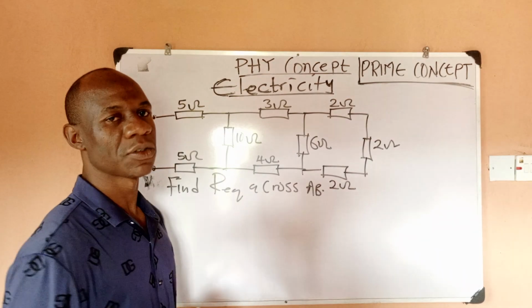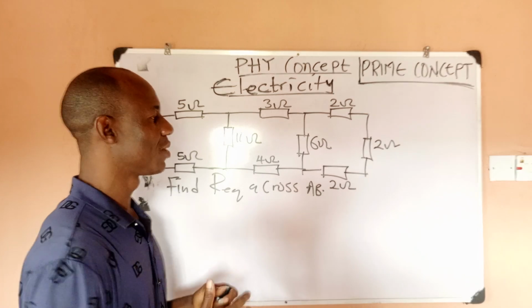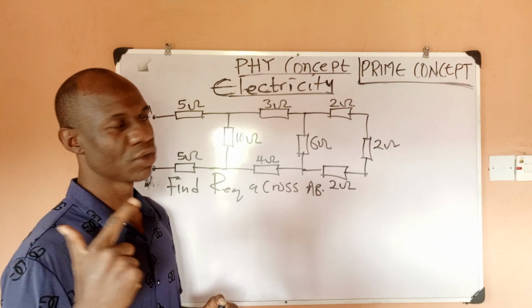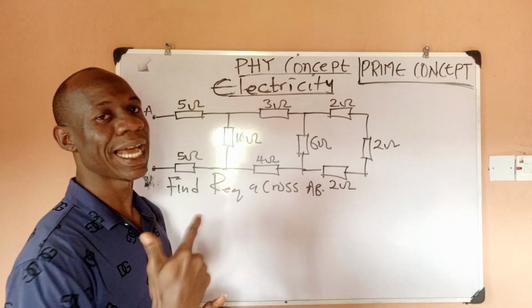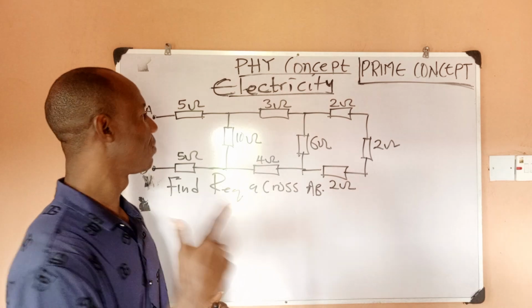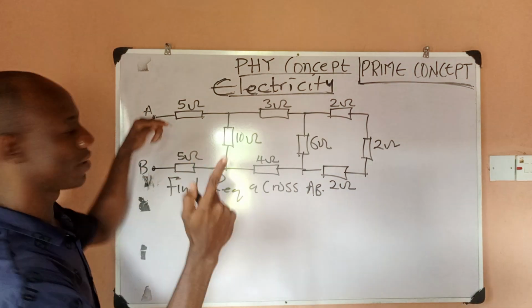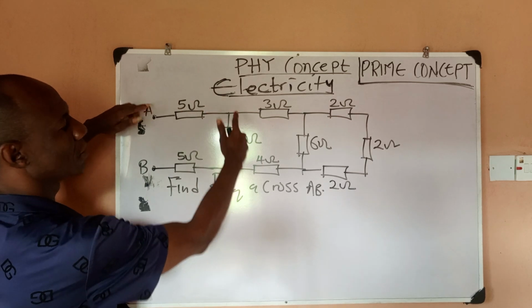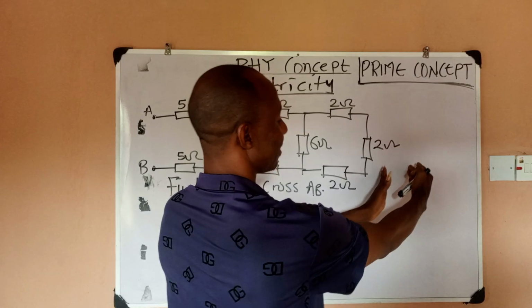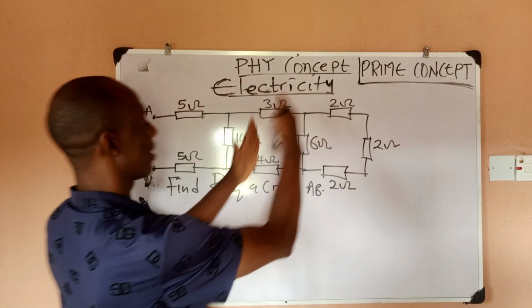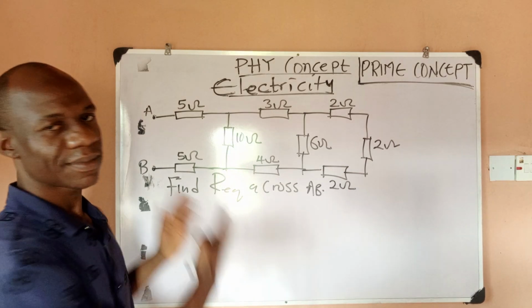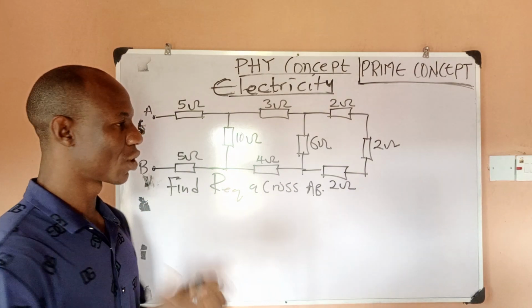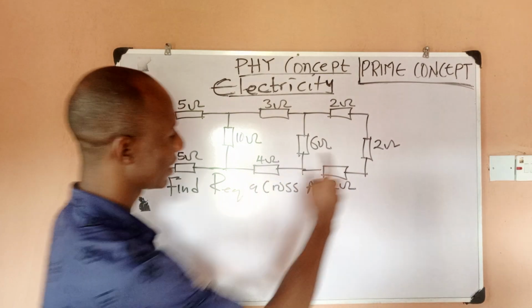Now, when you want to solve for equivalent resistance, what you always do is you start from behind the terminal. We are looking for the equivalent resistance across AB, so we don't start resolving from this point. You have to start from the far end and resolve gradually until you get to terminal AB. So we're going to do just that. Now let's start from this end.